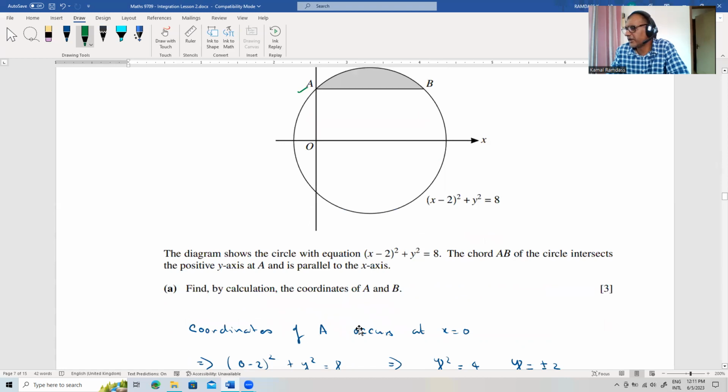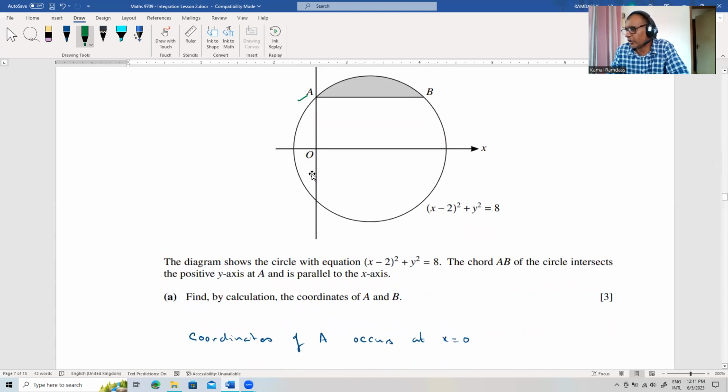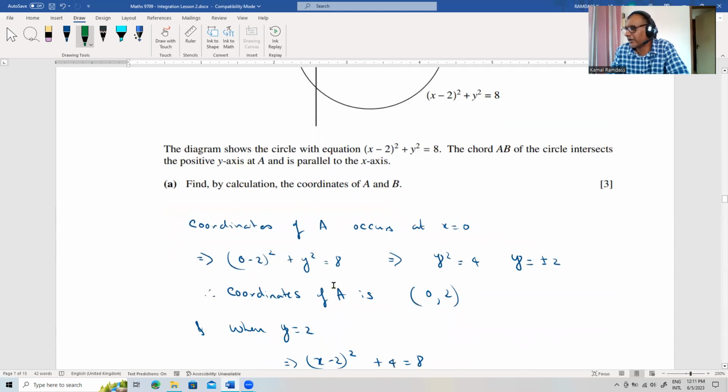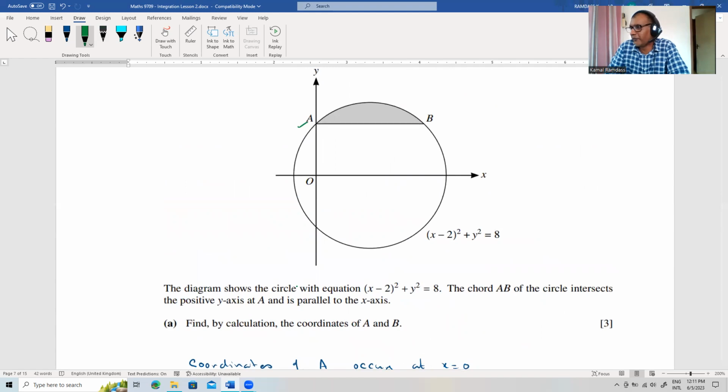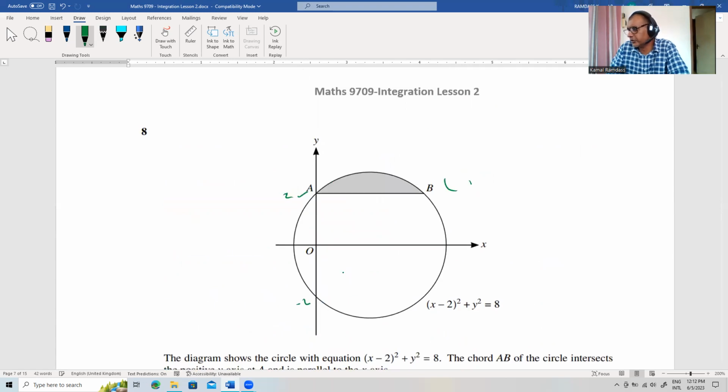Well, coordinates of A will occur when x is equal to 0. Je remplace 0 là-dedans et je solve for y. Je remplace 0, 0 minus 2 to the square plus y square is equal to 8. Y square is equal to 4. Y is equal to plus or minus 2. Bon, obviously, y positif là, ça c'est 2, ça c'est minus 2. Ça veut dire, y coordinate of A is equal to 2, and y coordinate of B also is equal to 2. X coordinate, nous ne connaissons pas, mais y coordinate is equal to 2.